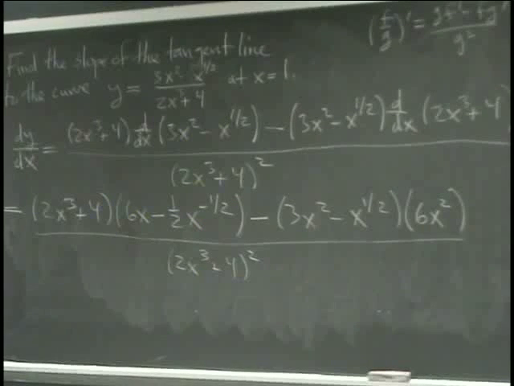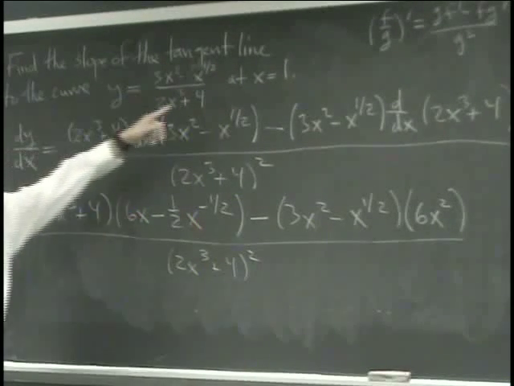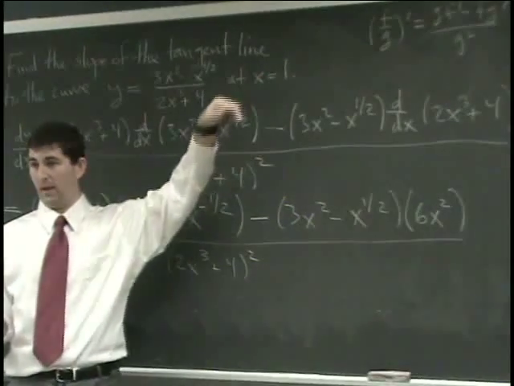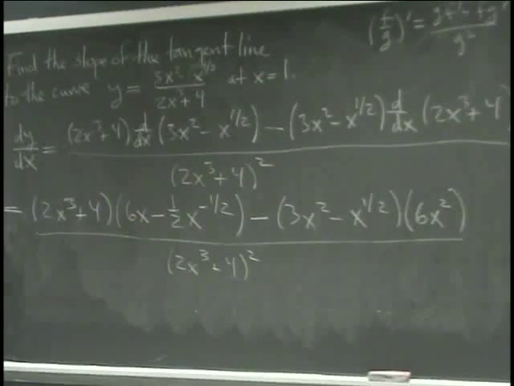Okay, so there may be some things to simplify, but I'm not going to spend any time trying to find it. Now I just want to step back and think, what did I want to do? I wanted to find the slope of the tangent line at x equals 1. Well, this derivative tells me the slope of the tangent line at any point.